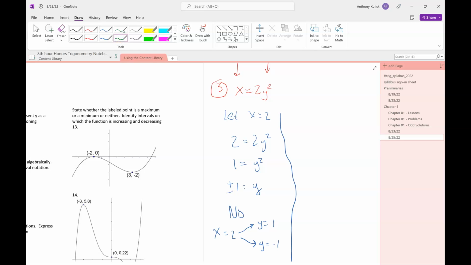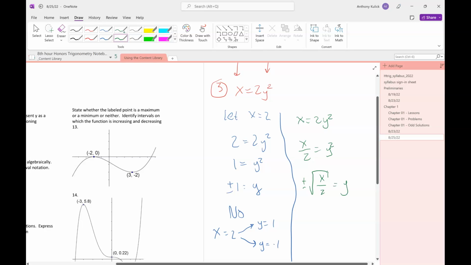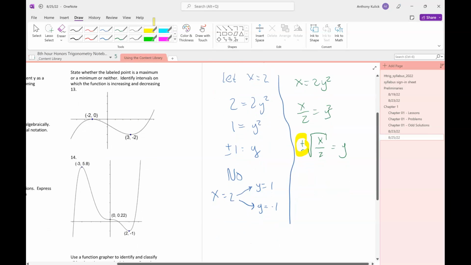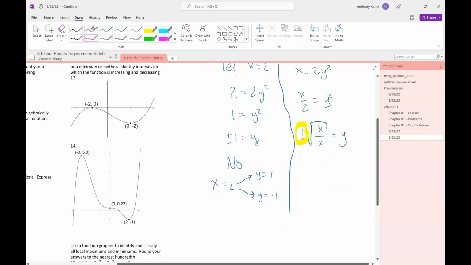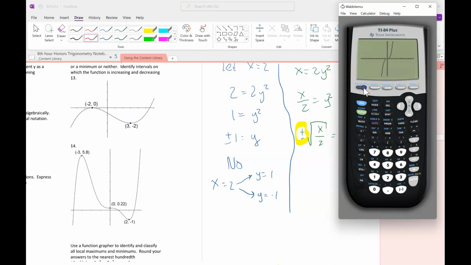You could have said, I'm going to rearrange this to get the y by itself. So divide both sides by 2. Square root both sides. In doing so, that generates a plus or minus. You could have observed there that the plus or minus is going to indicate that this will fail a vertical line test. Or you could have gone ahead and graphed this thing on your calculator at that point.